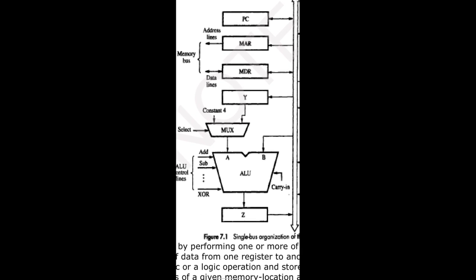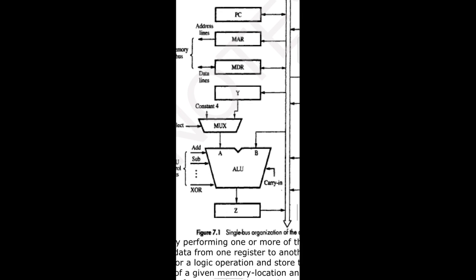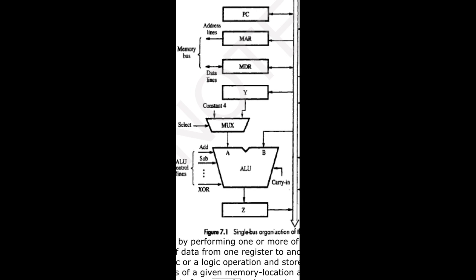Then Y and Z are there. What is Y? Y and Z are again special purpose registers, temporary registers of the processor. They are used to store the intermediate results of computation. Y takes the data from the internal processor bus, and it gives the data to the multiplexer. Please try to understand. What is the use of the multiplexer? A multiplexer takes the input from many sources and gives a single output, right? In order to update the program counter, this is required.